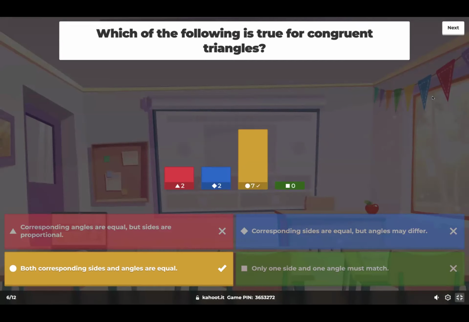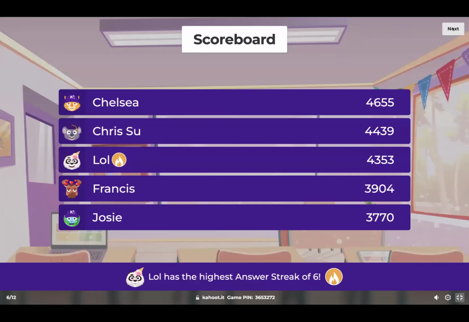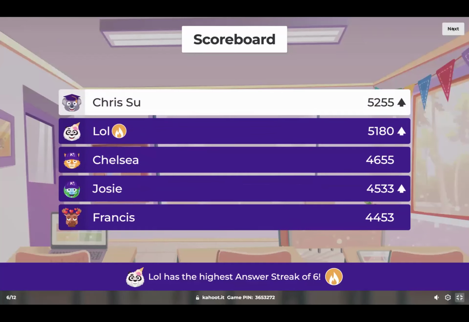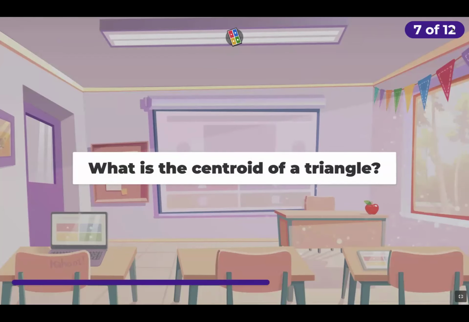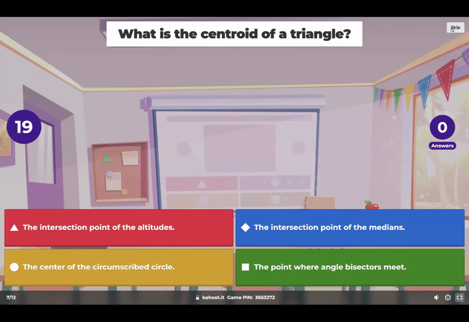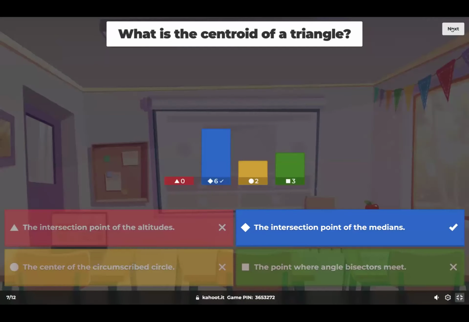Yeah, so congruent triangles mean that they're the same shape and also the same size. So that means the sides have to be equal and the angles are also equal. Nice. Yeah, so the centroid is just the intersection point of the medians.